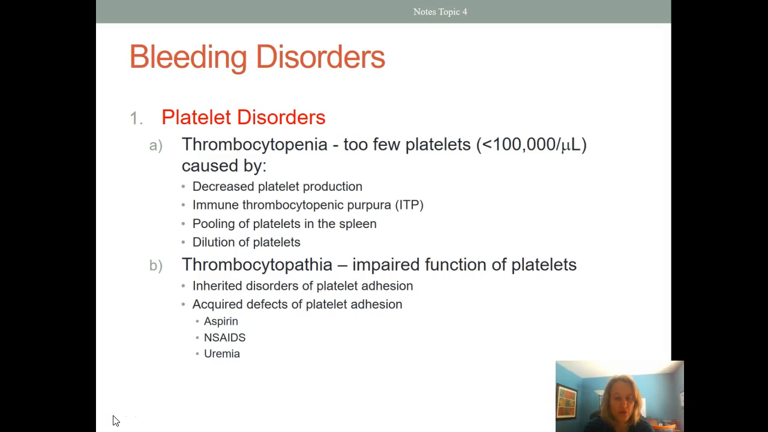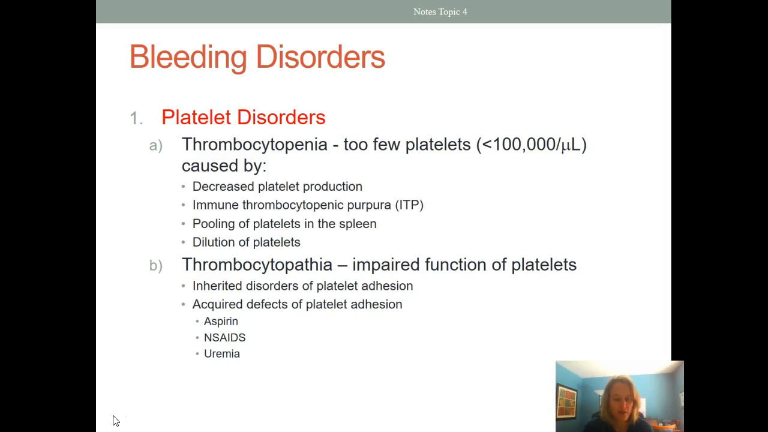It could be due to pooling of platelets in the spleen. It could be due to dilution of platelets, for instance with a massive blood transfusion. And then we have thrombocytopathy. This is when we have impaired function of the platelets. This could be inherited, so we have an inherited defect of platelet adhesion, for instance in von Willebrand's disease. Or we could have acquired defects of platelet adhesion, such as with aspirin.